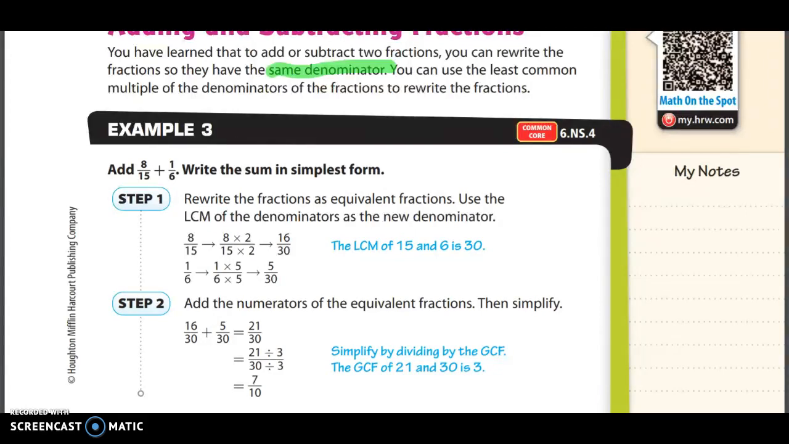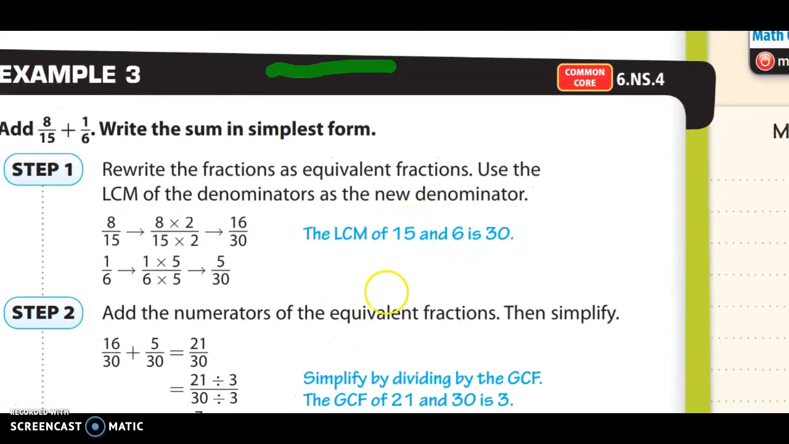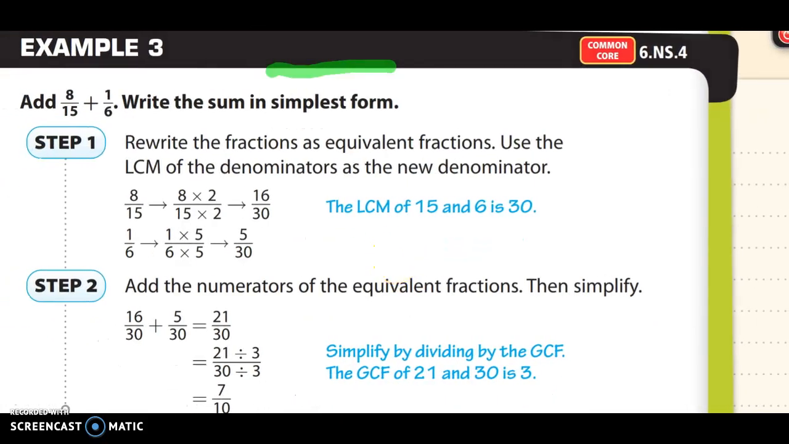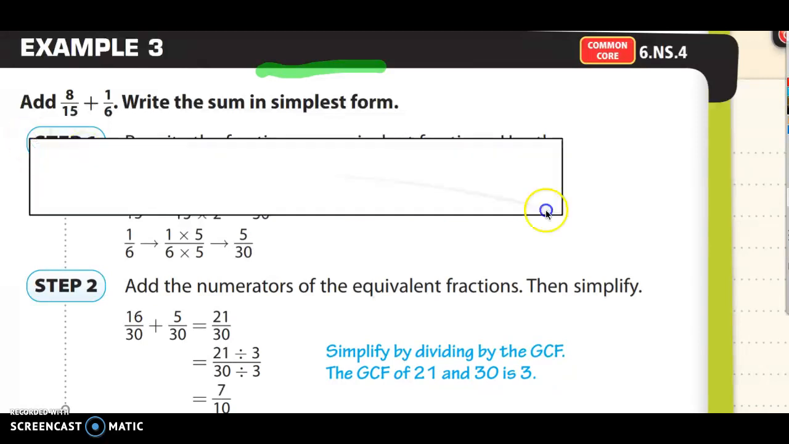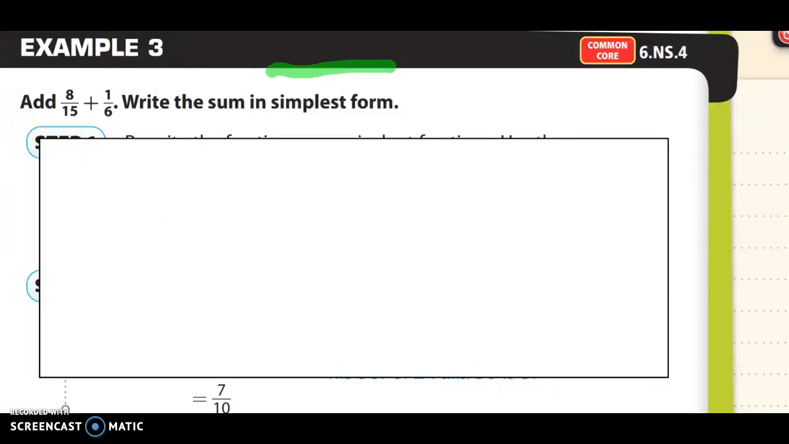I think what I'm going to do is a couple things. I'm going to go ahead and enlarge this a little bit. I'll make a little whiteboard here, and I'm going to show you how this works. So I'm going to cover that up. The problem right here says add 8/15 plus 1/6. So I'm going to go ahead and write that down.